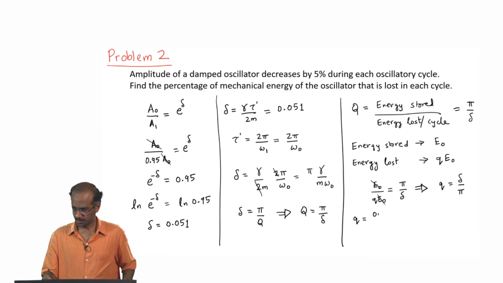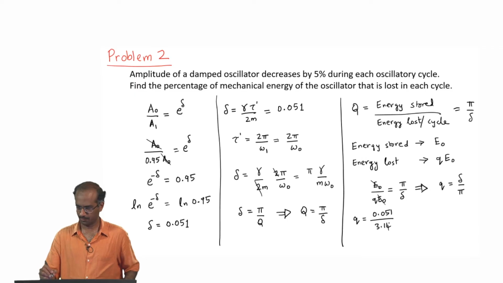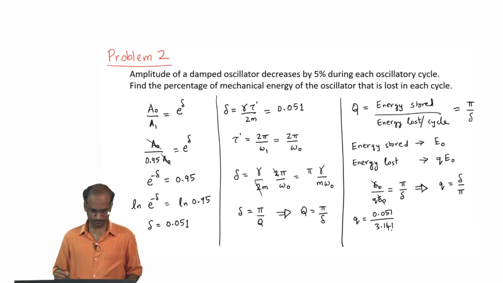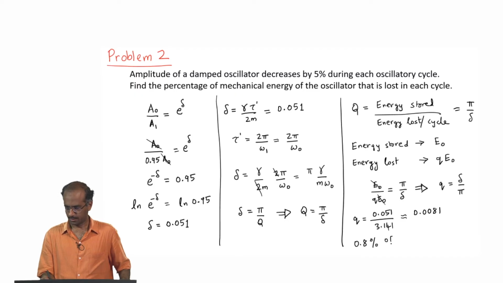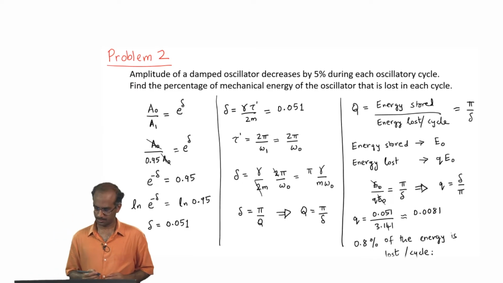So, delta is 0.051 divided by pi, which is approximately 3.141. So, this will give me a number which is 0.0081. So, this implies that about 0.8% of the energy is lost per cycle. So, that is the answer to this question.